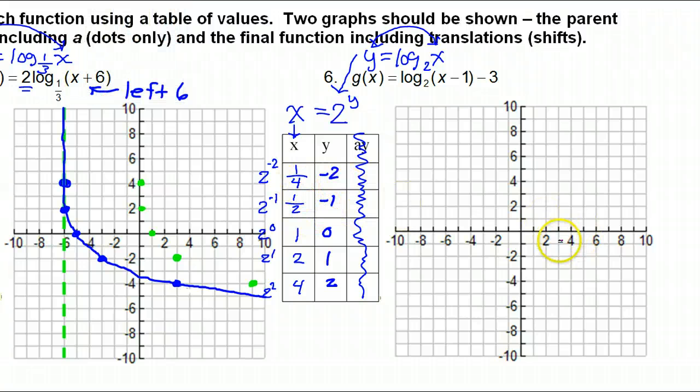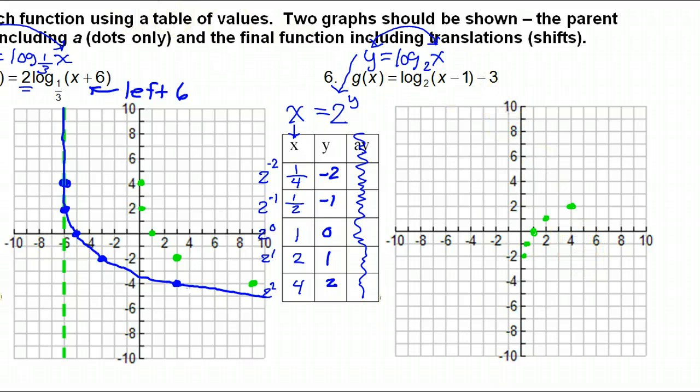1/4 comma negative 2. So that's over a little bit and then down 2. And then 1/2 is negative 1. So here's half of a square over and down 1. 1 comma 0, 2 comma 1, and 4 comma 2. So here are those original points.